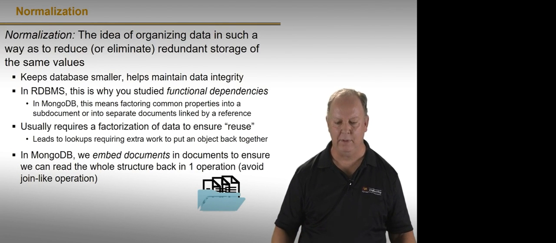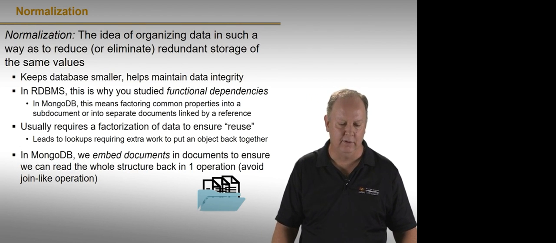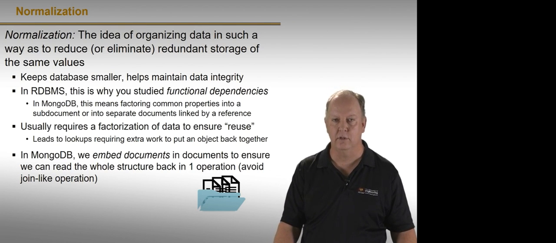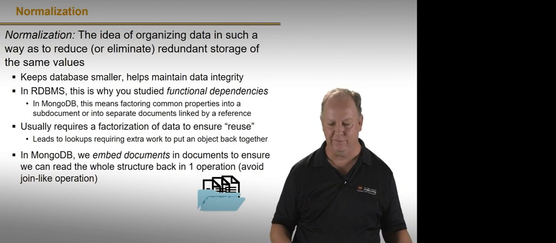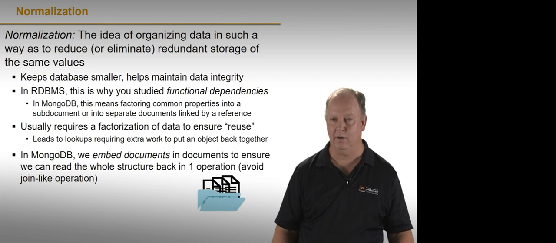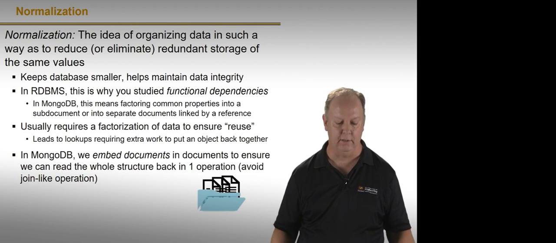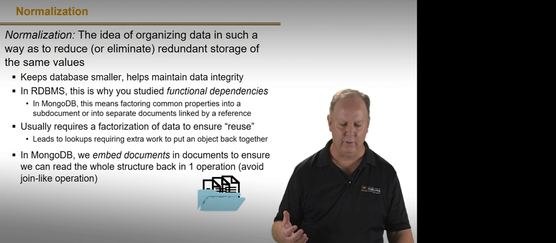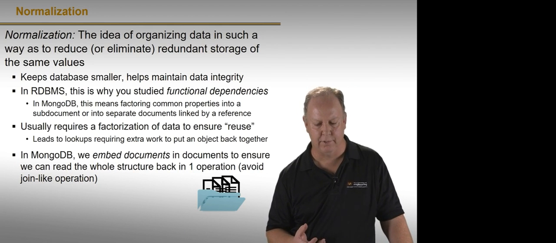Right? I wanted to return back to that concept that you just learned in this class last week, normalization, right? That idea of organizing data in such a way as to reduce or eliminate redundant storage of the same values, right? That keeps your database smaller, more mathematically efficient, if you will. It maintains data integrity because you don't have things replicated. There isn't a chance that you're going to wind up with one change in one place and not change in another place. And that's why you studied functional dependencies last week associated with normalization, so you understood the underlying properties.